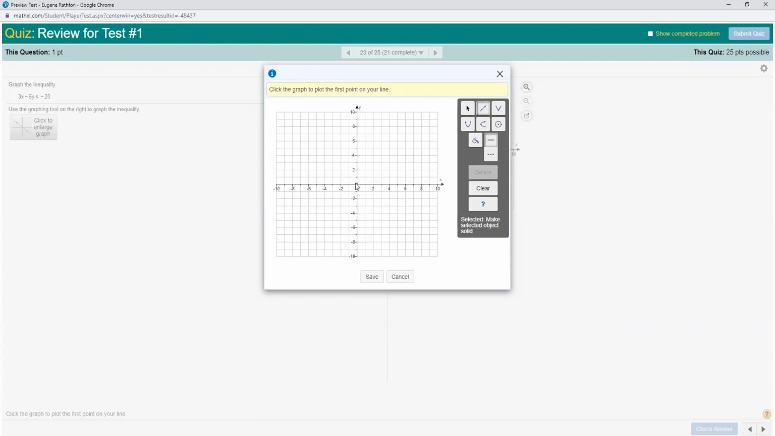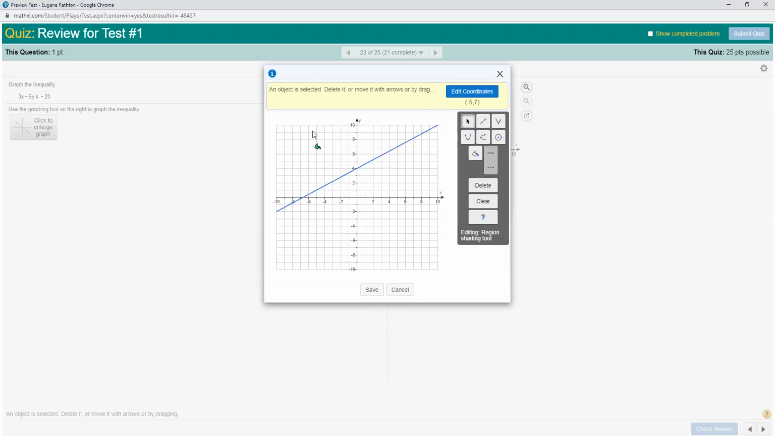So remember, I did 0, 4, which was right there. And then what was the other one? -5, 1. So there's 0, 4 and -5, 1. Now, to get this to shade, you click the paint can, and we shade it above. So come over here and shade it above, and it'll color it for you, and then you're done. Hit save and move on.